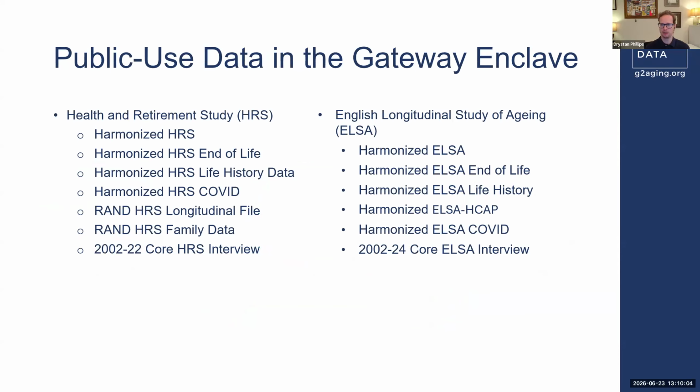So the public use data that's available in the Enclave includes data from the Health and Retirement Survey from the US. This includes both harmonized data files like the RAND-HRS longitudinal file, our Gateway harmonized end-of-life data, life history data, COVID data, as well as core interview data from 2002 forward. We also have data from the English Longitudinal Study of Aging, or ELSA. In addition to the types of files that we have available for the HRS, we also have a harmonized version of the ELSA HCAP data as part of the public use data on the Enclave.